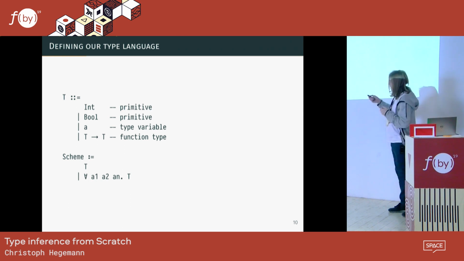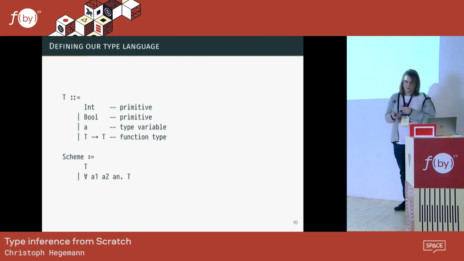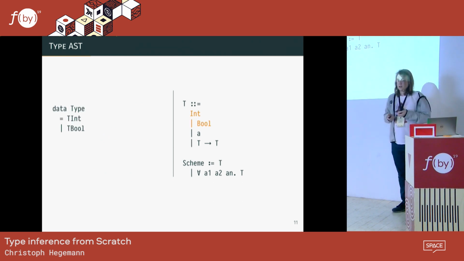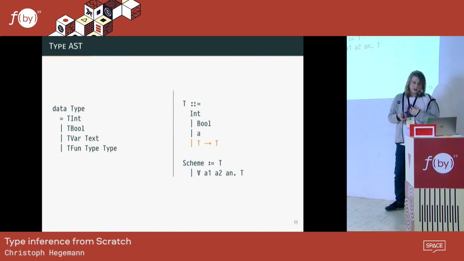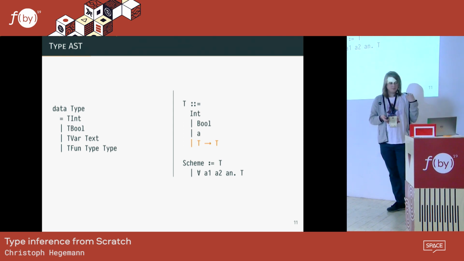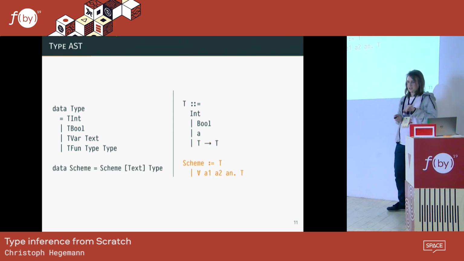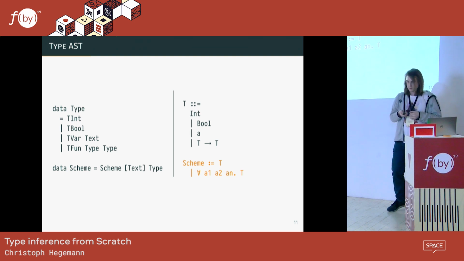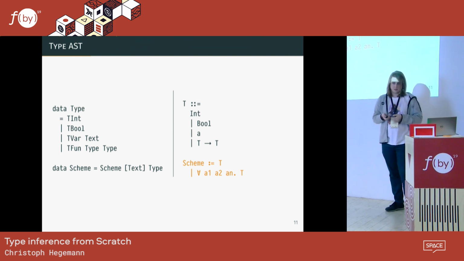in front of it. So here we see the for all binds the A1 and A2 and AN type variables inside the type T. When we define this as a Haskell data type, we've got two constructors for our primitive types. We've got a constructor for type variables, again, just text. And we've got a constructor for functions, which is the argument type and the result type of the function. And then for schemes, we're just going to use a single constructor here. And we'll say that when the list of variables that are being bound is empty, that's just going to be the type construction on the right, essentially.